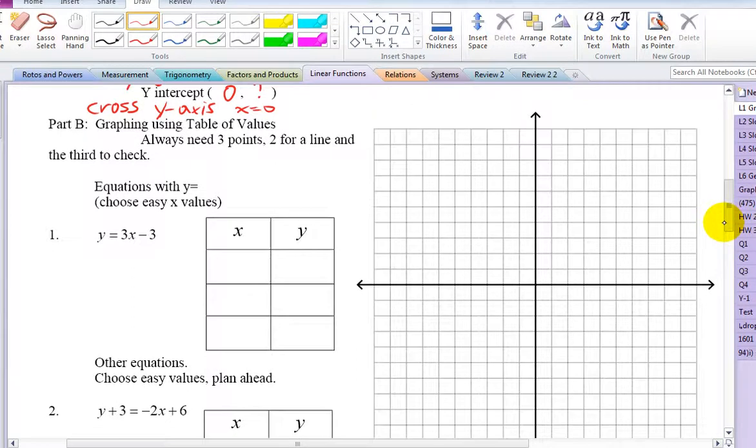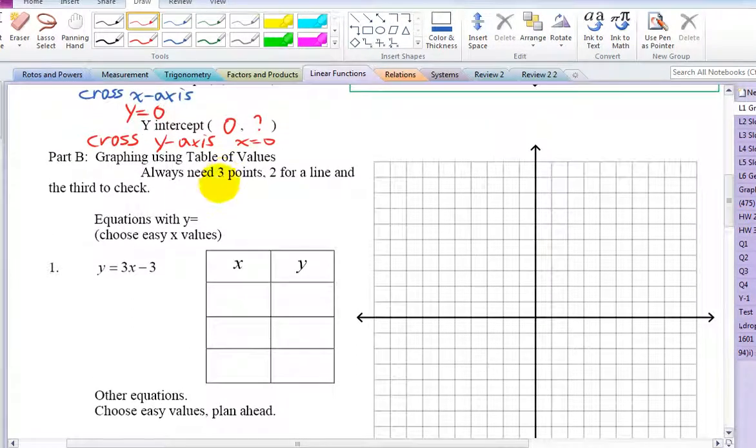Now we go into graphing. So always 3 points, 2 for a line. The third point is just a checkpoint. With an equation like this, we want to choose easy x values. What are some easy values for x? 0, 1, 2. So then we take those values and substitute in.